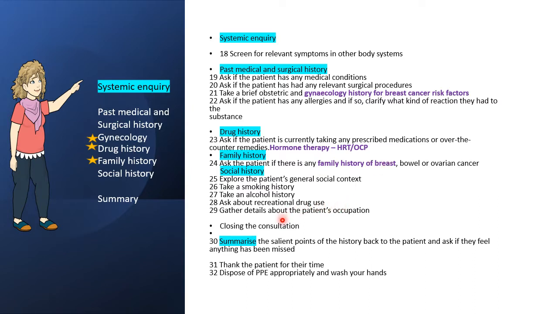Once you have got this, then you can come to the closing consultation. Summarize the salient points back to the patient and ask if there is anything that has been missed. This chart shows you the summary of the systemic inquiry. Of particular importance will be gynae and obstetric history, hormone or drug history, and family history of breast cancer.